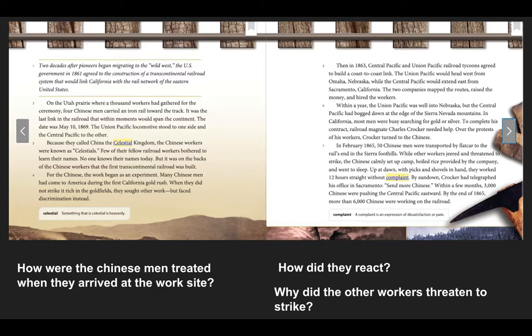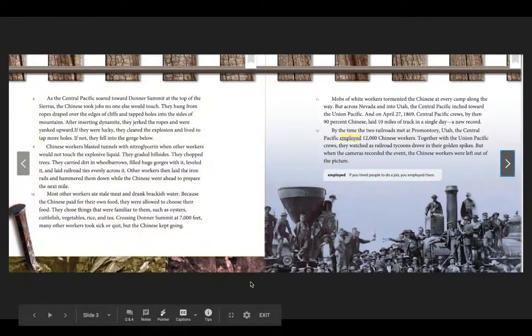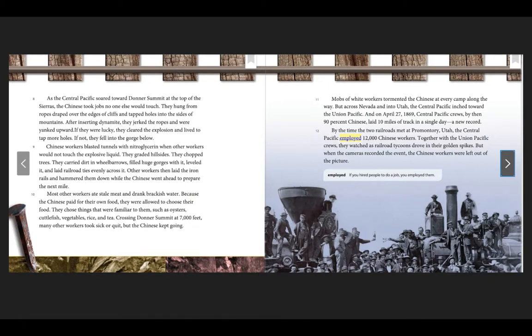Let's continue reading and find out some more information. As the Central Pacific roared toward Donner Summit at the top of the Sierras, the Chinese took jobs no one else would touch. They hung from ropes draped over the edges of cliffs and tapped holes into the sides of mountains. After inserting dynamite, they jerked the ropes and were yanked upward. If they were lucky, they cleared the explosion and lived to tap more holes. If not, they fell into the gorge below.